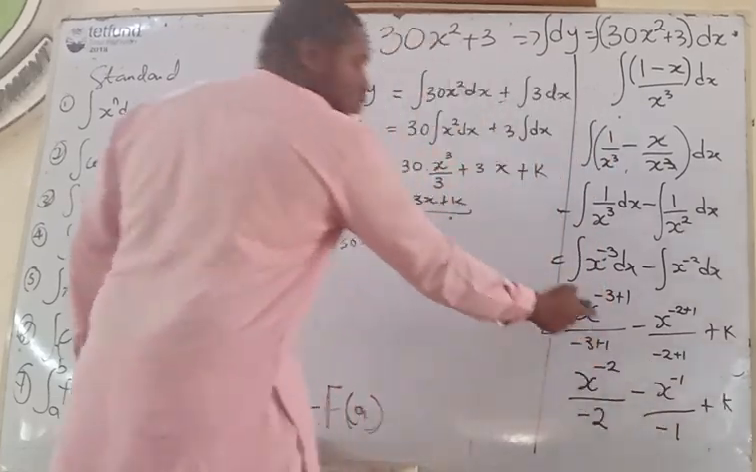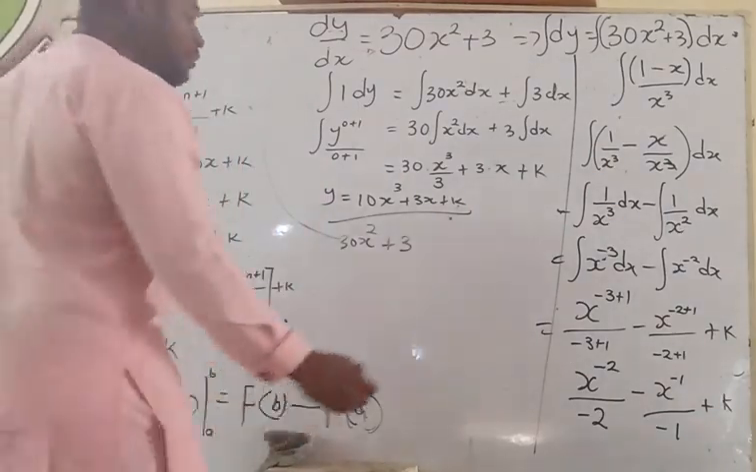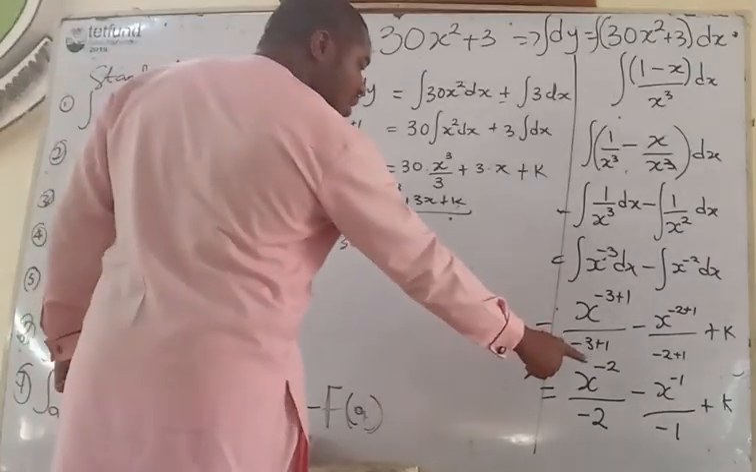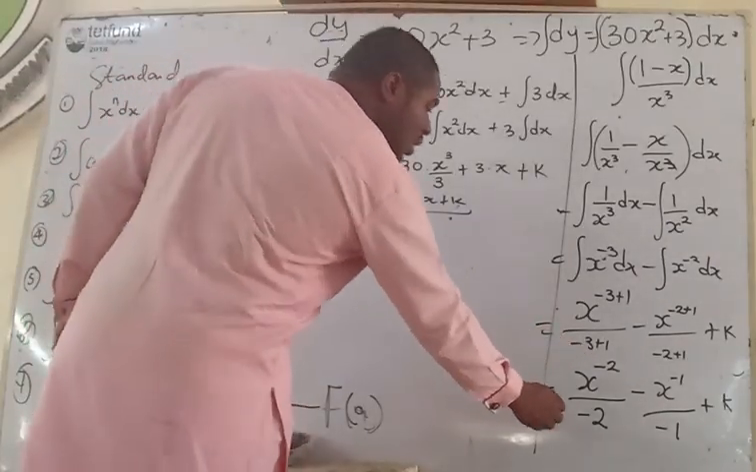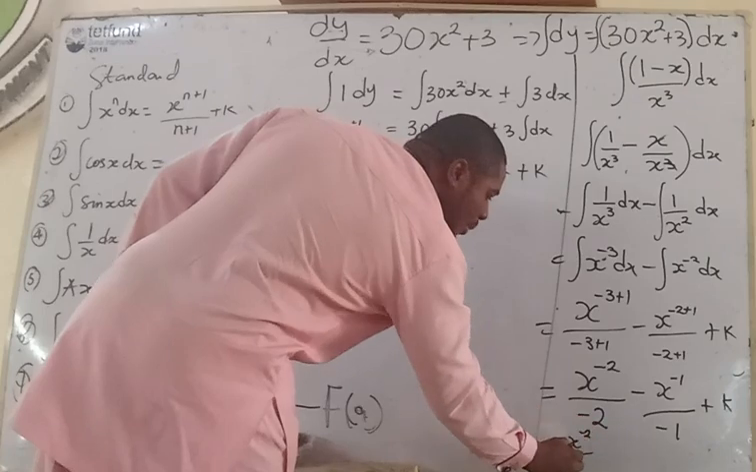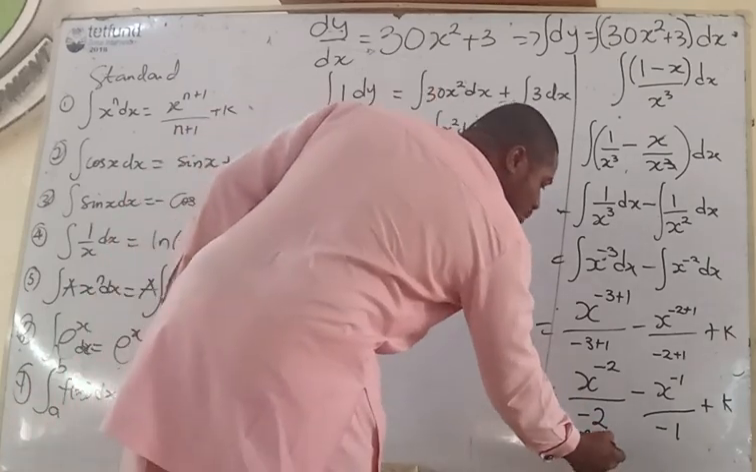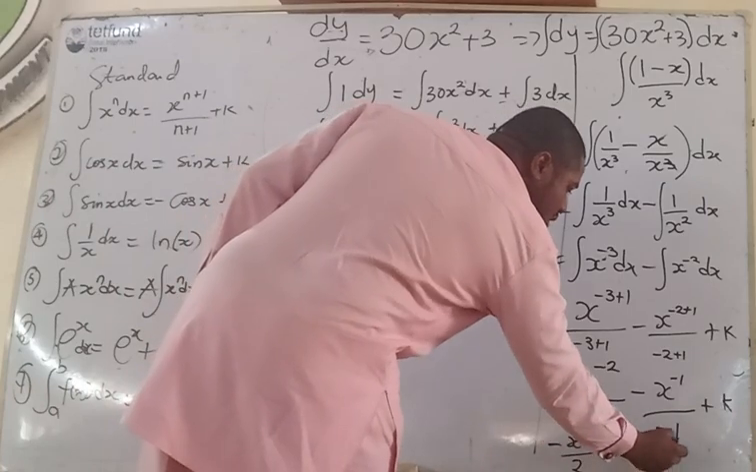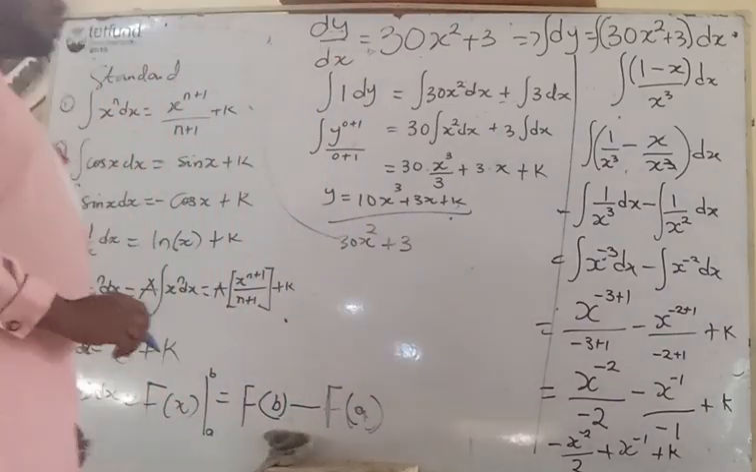Can you see that this minus 1 can be plus? So my final answer here, I can have minus x raised to power minus 2 upon 2, then here will be plus x raised to power minus 1, then plus constant k.